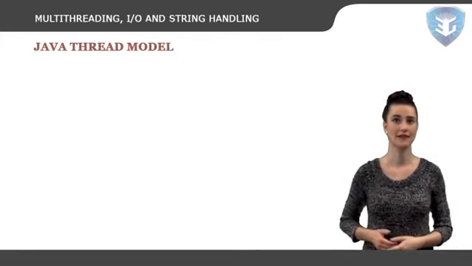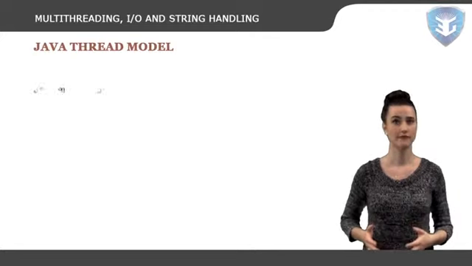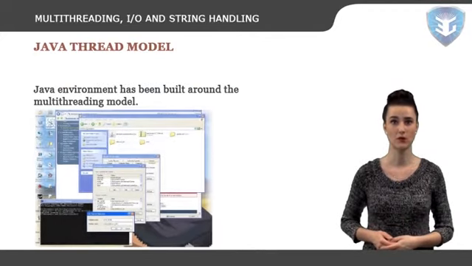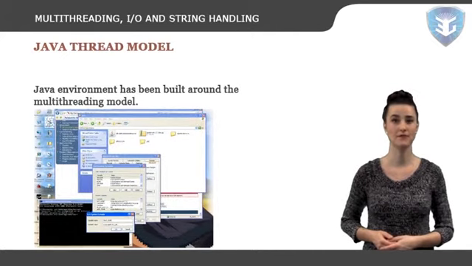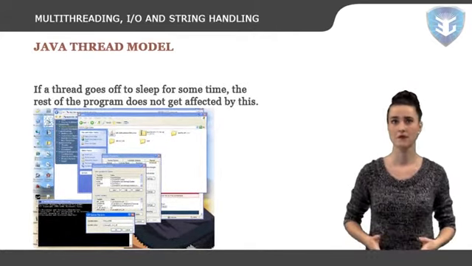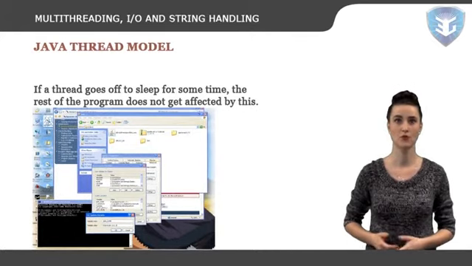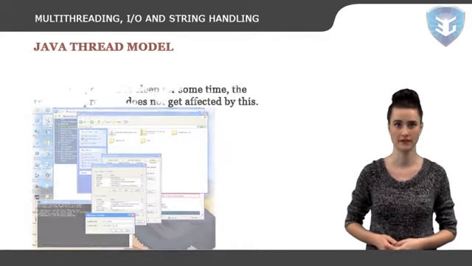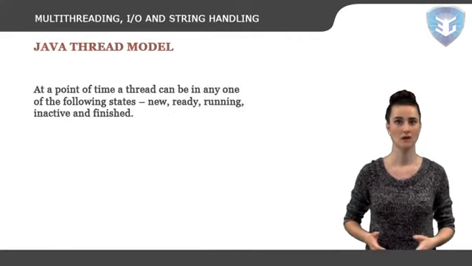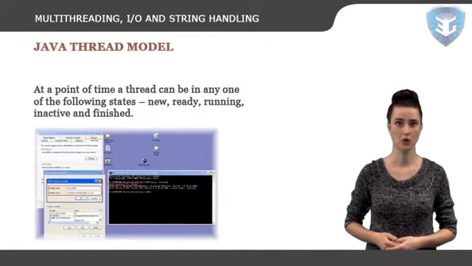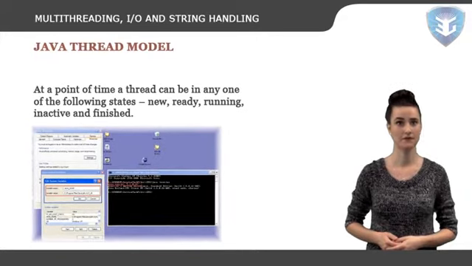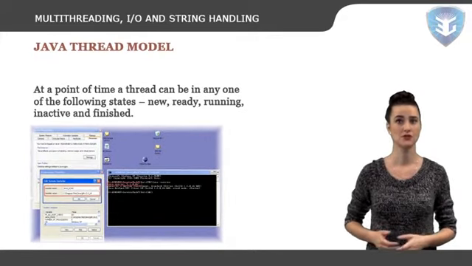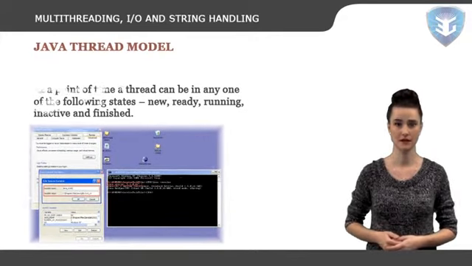Let's now have a look at the Java thread model. The Java environment has been built around the multi-threading model. In fact, all Java class libraries have been designed keeping multi-threading in mind. If a thread goes off to sleep for some time, the rest of the program does not get affected by this. At a point of time, a thread can be in any one of the following states: new, ready, running, inactive, and finished. A thread enters the new state as soon as it is created.